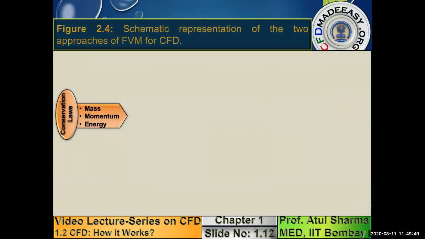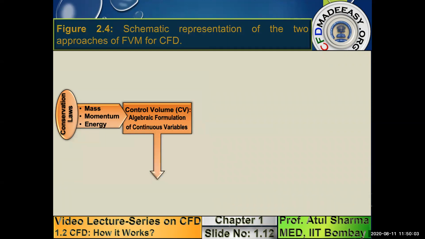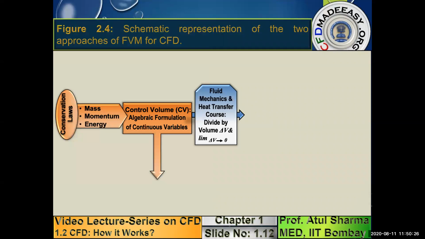This is a schematic representation of the two approaches of the finite volume method that I had mentioned. In your undergraduate courses on fluid mechanics and even in heat transfer, you start with the conservation laws. Like in the first class of heat transfer, when the derivation is done for the governing equation for 2D heat conduction, you take typically a control volume, and then you apply the law of conservation of energy, where you express at the various surfaces of the control volume Qx, Qx plus delta x, Qy, Qy plus delta y. And then you get a differential formulation.